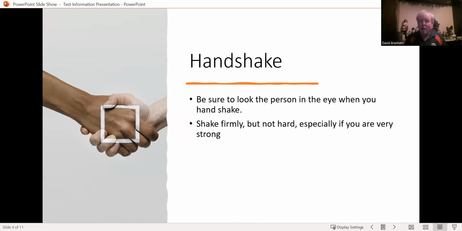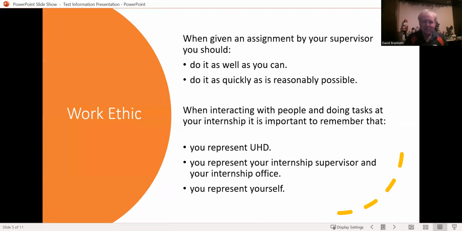Make sure you can firmly shake her hand, but make sure you don't squeeze it, or hurt her hand in the process of shaking it.